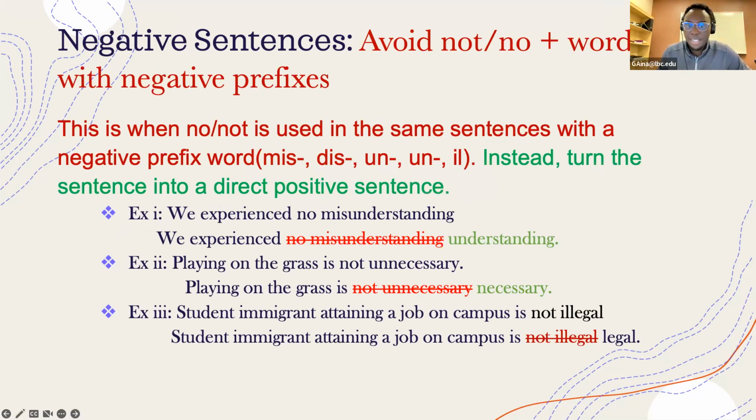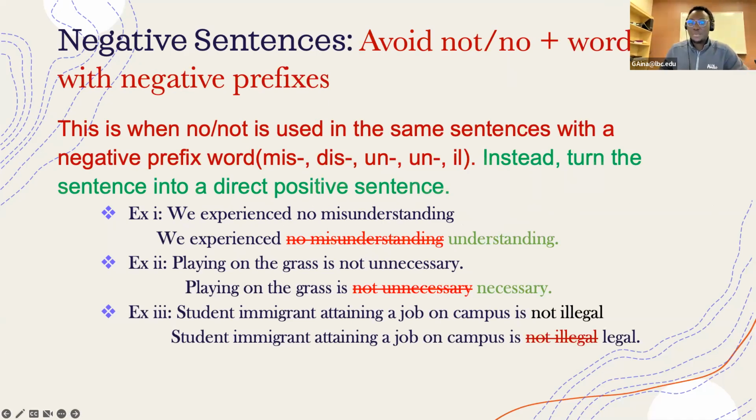We have the first example: we experience no misunderstanding. That's a double negative right there. You have no in the sentence, and then another word that starts with a negative prefix. So can someone tell me what that sentence means? Anyone? Carol? The sentence means that the people understood what was going on. Exactly. It means that they understood.